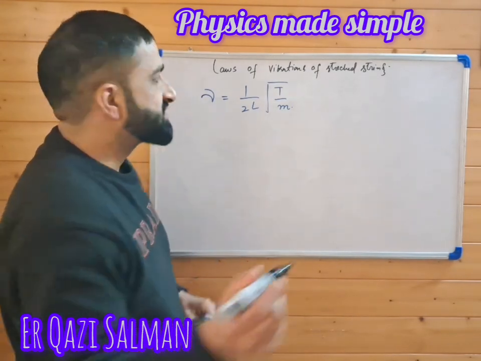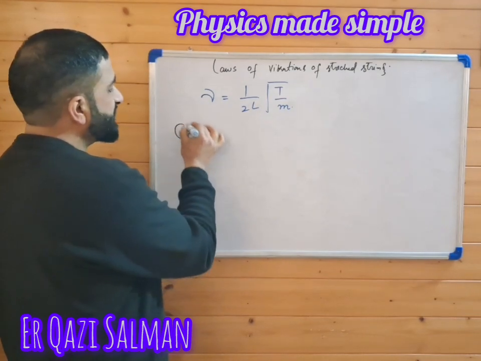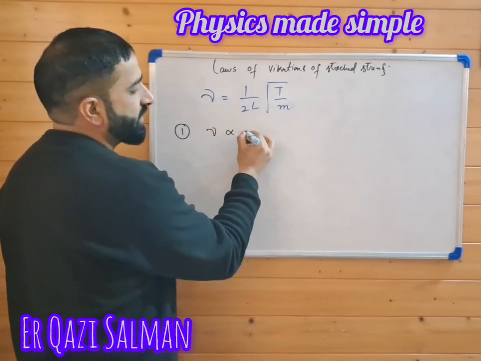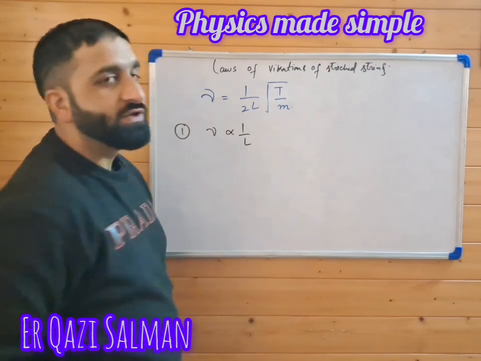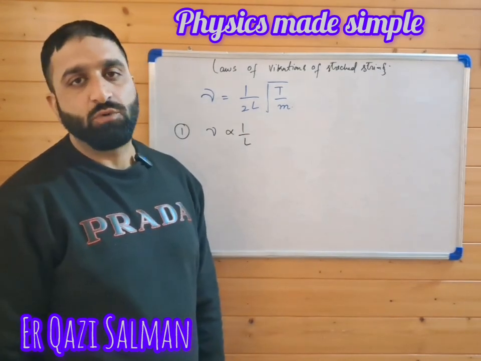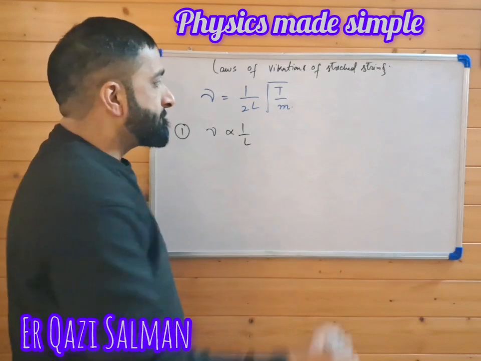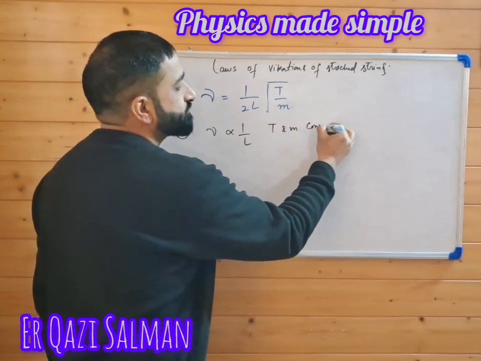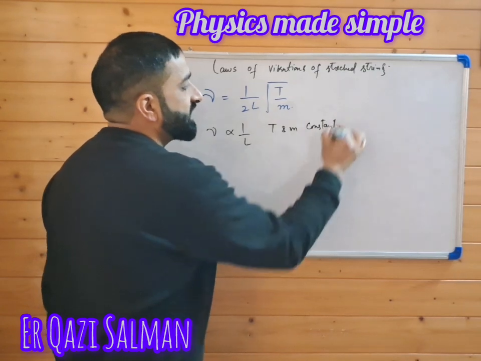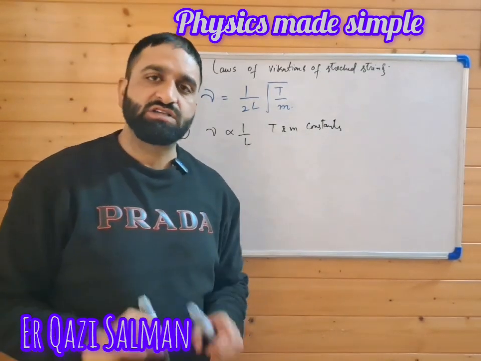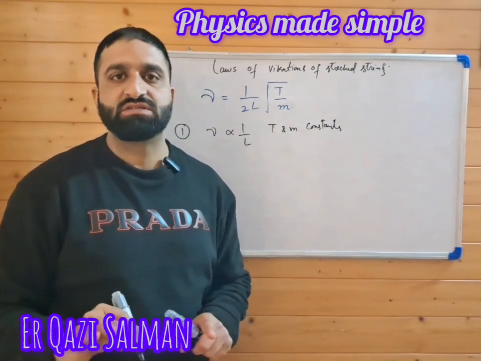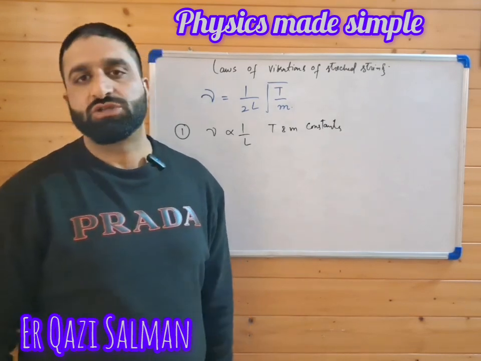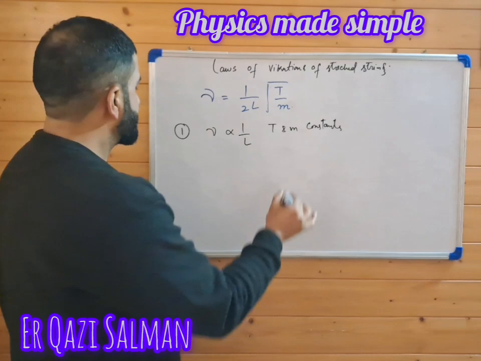The first law is the law of length. The law of length is that the frequency is directly proportional to 1 upon L, or we can say that nu is inversely proportional to L, but here T and M are constants. Keeping the tension constant and mass per unit length constant, the frequency of vibrations in a stretched string is inversely proportional to the length. This is the law of length.